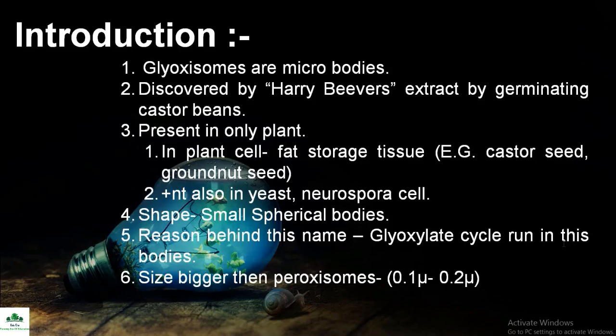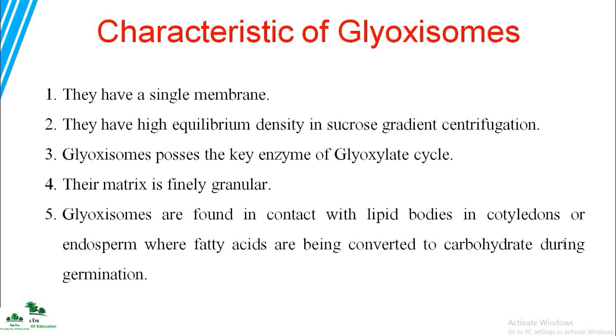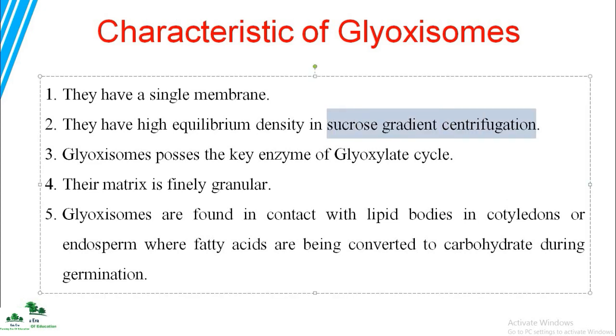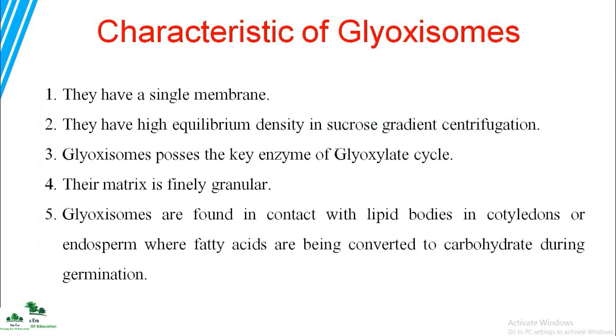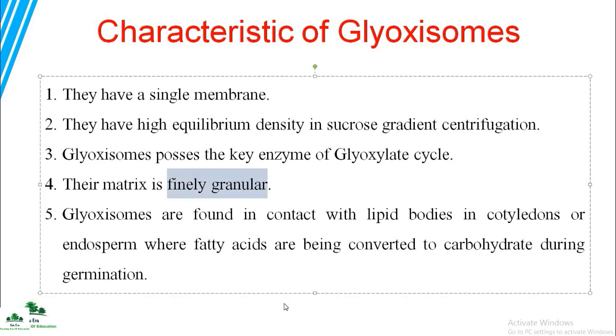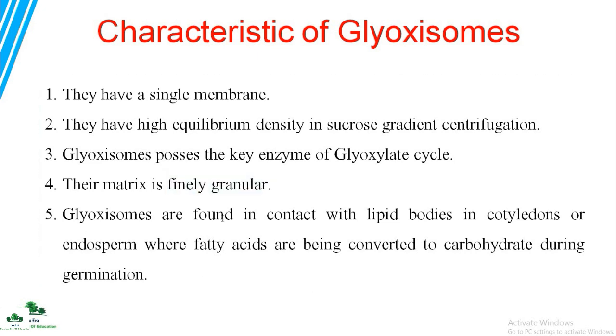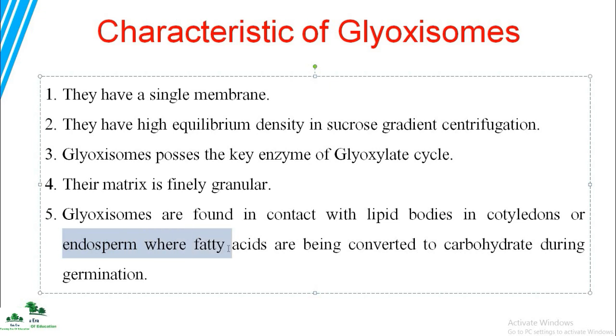Let's see the characteristics of glyoxysomes. They have a single membrane. They have high equilibrium density in sucrose gradient centrifugation. Glyoxysomes possess the key enzymes of the glyoxylate cycle. Their matrix is finely granular. Glyoxysomes are found in contact with lipid bodies in cotyledons or endosperm, where fatty acids are being converted to carbohydrate during germination.